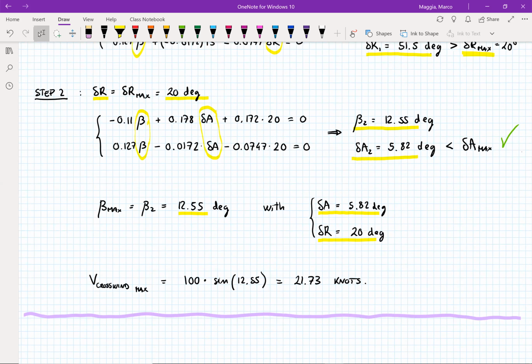All right, so finally, if we want the maximum crosswind velocity, we take our V infinity, which is 100 knots, and multiply it by the sine of the side slip angle, 12.55 in this case. So we find that the maximum allowed crosswind velocity is 21.73 knots. Of course, in real life, you want to stay below. This is the maximum theoretical crosswind. Probably in the manual of the plane, they would recommend not to exceed 15 knots.